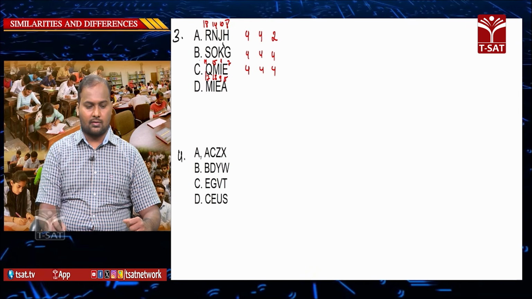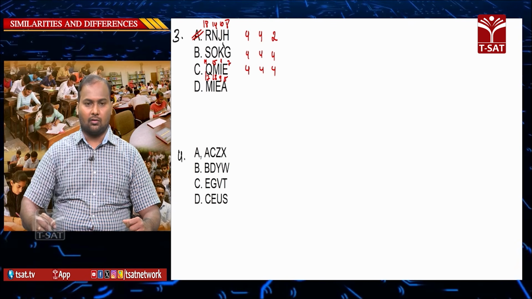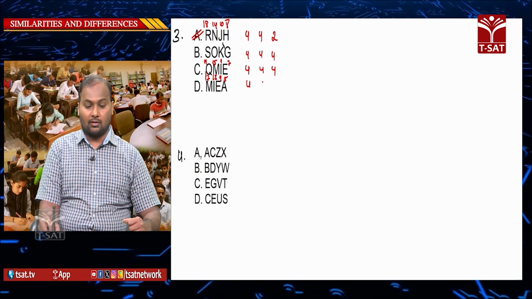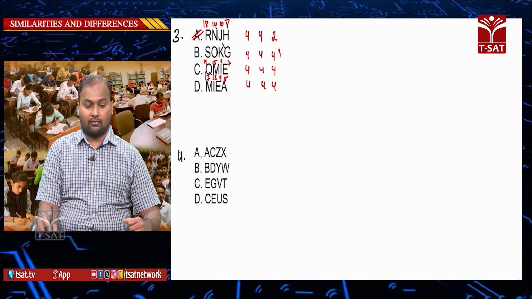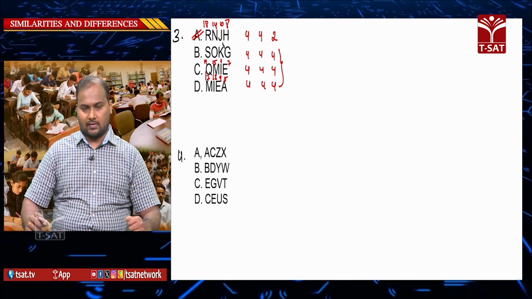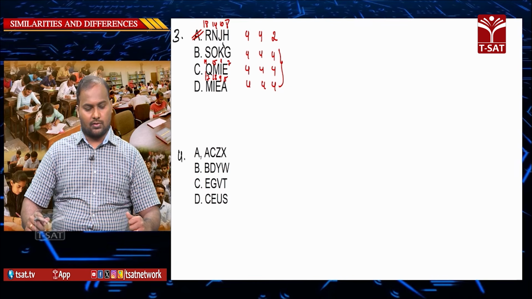So obviously, what is your answer? Answer is option A, because it is 4, 4, 2, and the remaining 3 options, what is the similar one? The similar is the difference of 4, 4, 4 in the remaining 3 options. Next, see the next question.